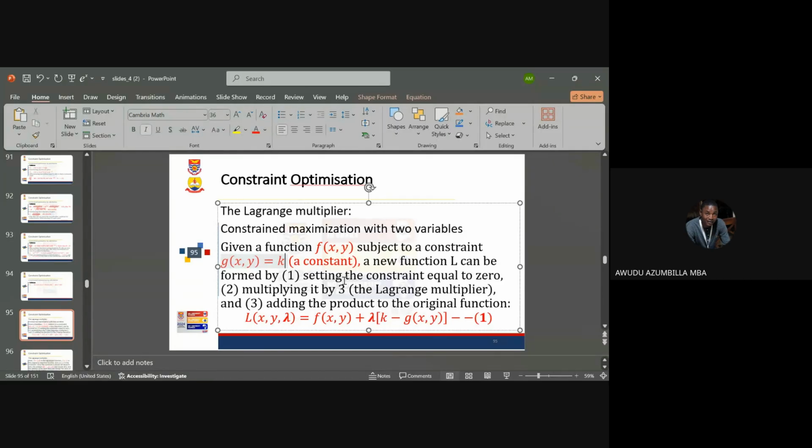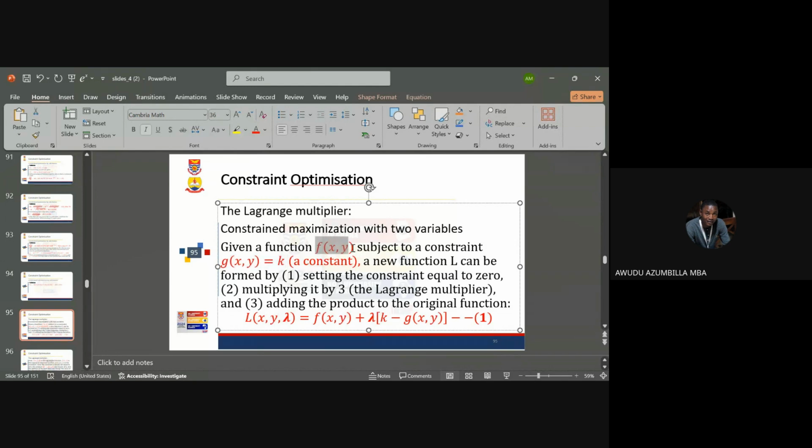Now we can find a new function L that can be formed by equation 1. We can find a new function, the Lagrange, by following three simple steps. The first step is that we set the constraint equal to 0. The constraint is the same as the budget line or the budget constraint. Then 2, we multiply it by the Lagrange multiplier. And then 3, we add the product to the optimal function.